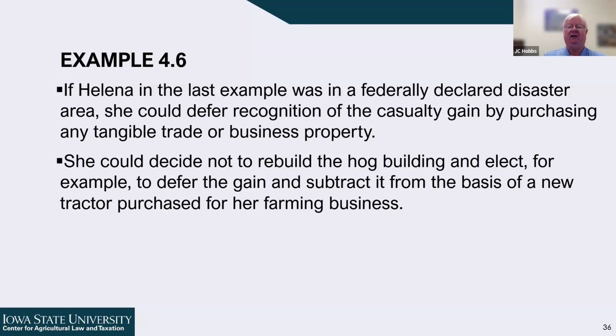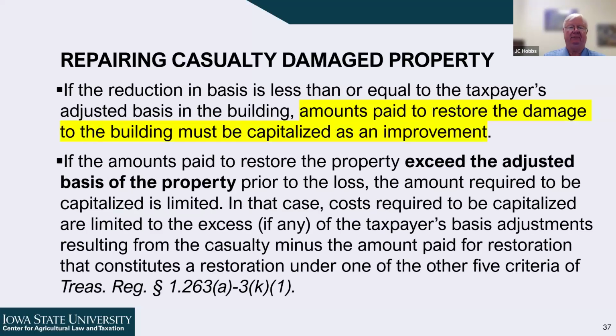So if she can't use a building, we're done. We don't have to put it into another building. We can actually put it into a tractor. There are rules that allow us, because it may not be feasible to put back that dairy or that hog building. We're going to get out completely, but we can purchase a different asset as long as it's used in the farm business. It's allowed. So those are the damage and destructions.